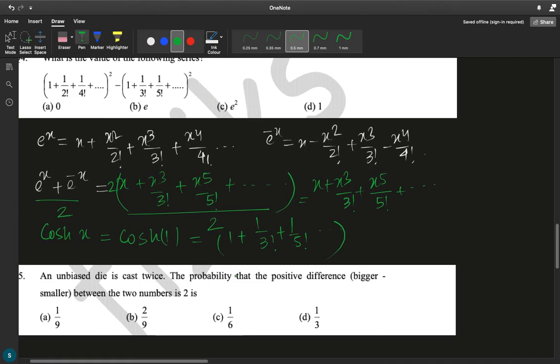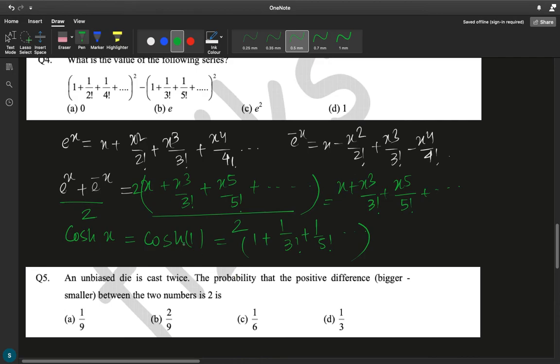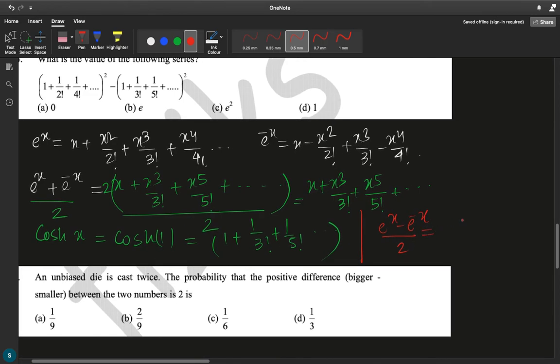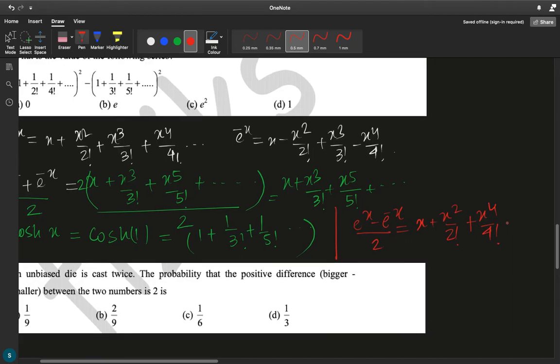Alright, so if we know this right hand side series, then if we do the inverse thing, that means e to the power x minus e to the power minus x by 2, in this case also, if I take the red ink here, then this value would be x plus x cube by 3 factorial plus x to the power 5 by 5 factorial, and so on.